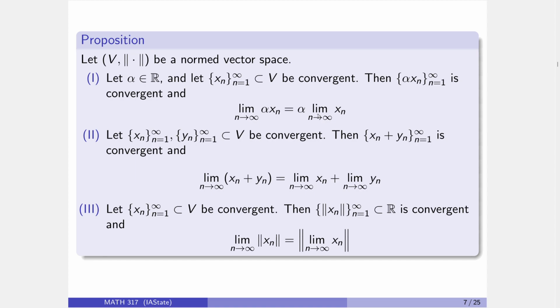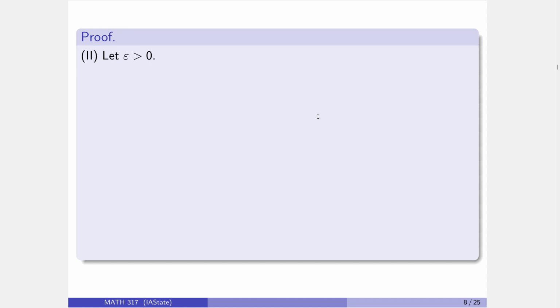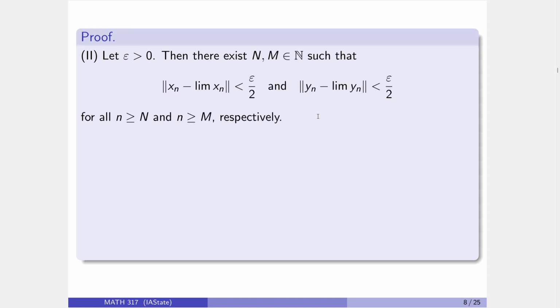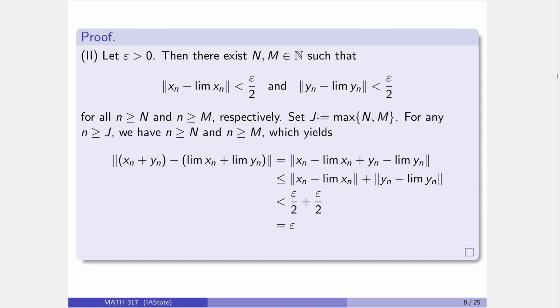Alright, now I have the proof of all three of these typed up in the typed notes. For the sake of not having a video that's 5 hours long, we're just going to prove one of these, again just to get a little flavor of how these proofs work. I'm going to go with number 2. So let epsilon be greater than 0. Then we can find n and m so that the sequence x sub n gets close to its limit, and the sequence y sub n gets close to its limit. And then again, we pull the same maximum trick. We have two epsilons, we look at the difference, and we pull it apart accordingly, and life is good.